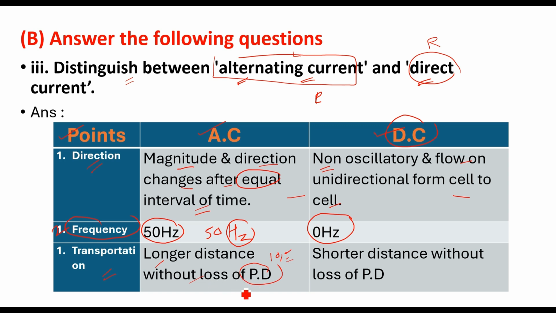Means the potential difference does not get lost. Here the potential difference is lost, and hence we cannot pass it for a larger distance. So whenever we have a very short distance, say a remote control, only then do we use a DC current; otherwise we have to use AC current.